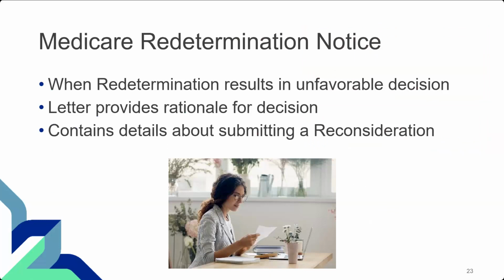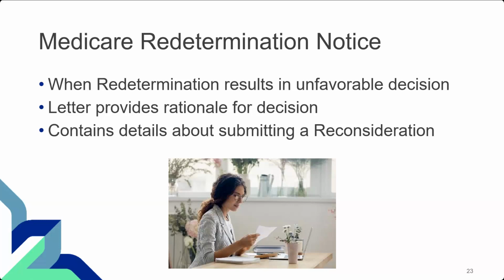If your redetermination does not result in additional payment or results in a partial payment, so it's still an unfavorable decision, you're going to receive a Medicare redetermination notice, or MRN. And you're going to review that MRN notice carefully, because once your redetermination is complete, you're going to get this letter from WPS, and it provides the rationale for that unfavorable redetermination decision.